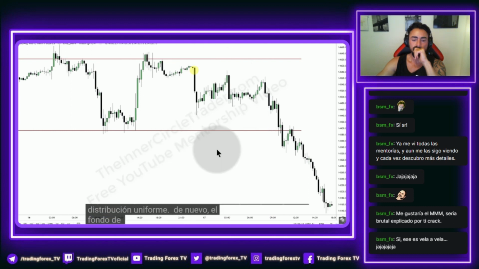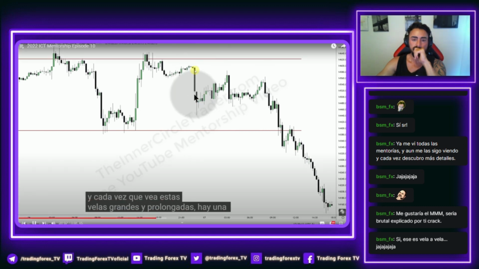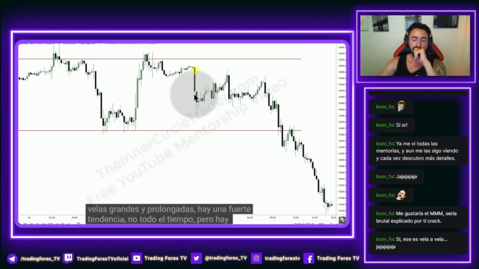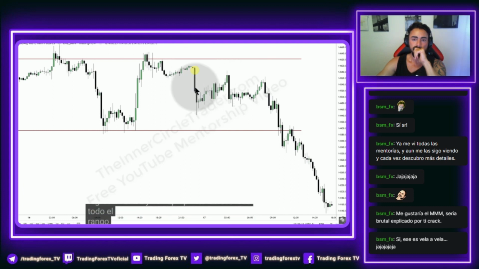So again, the background of this chart, that's the wall. And every one of these candles is a paint roller. And whenever you see these big, long, drawn-out candles, there's a strong tendency, not all the time, but there's a strong tendency for the price to go right back up and overlap over that entire range.